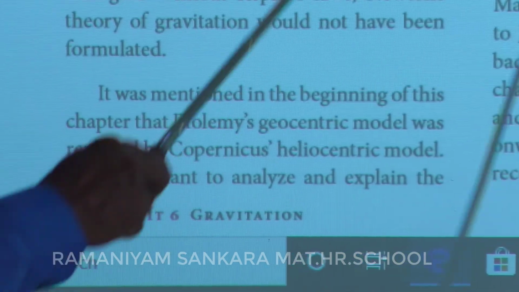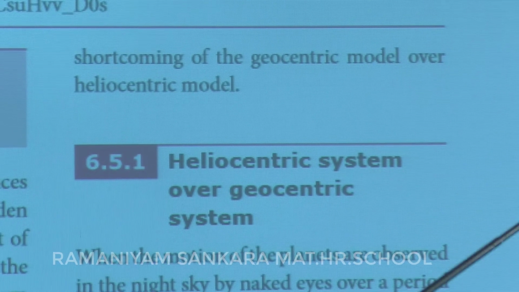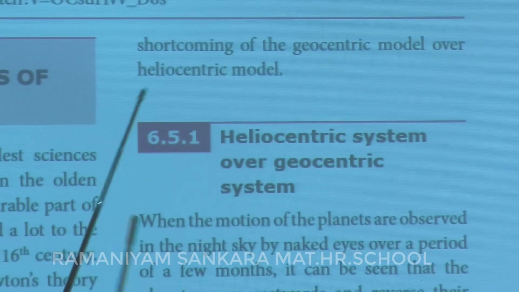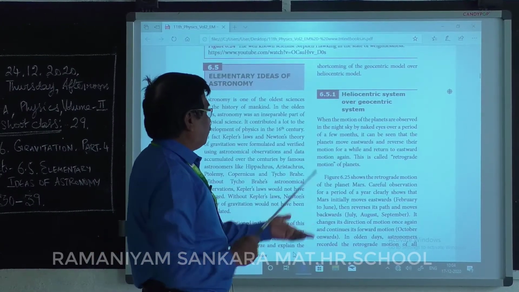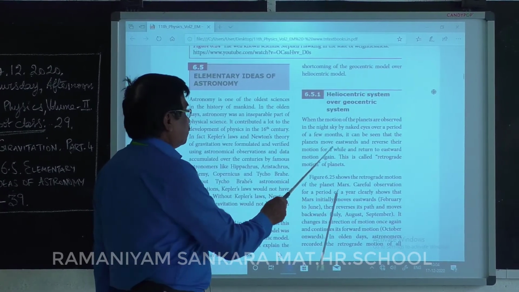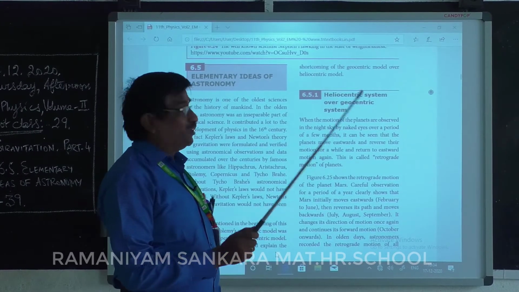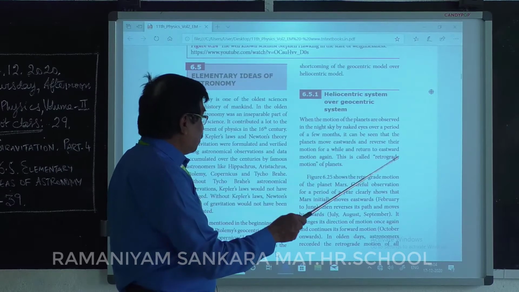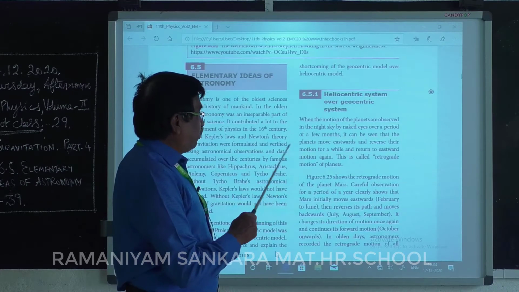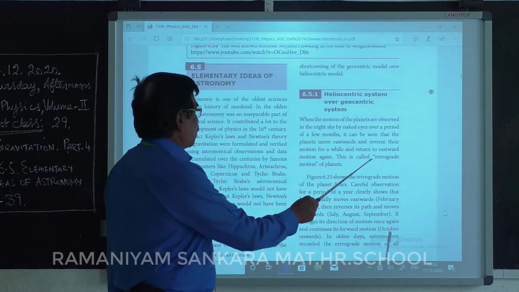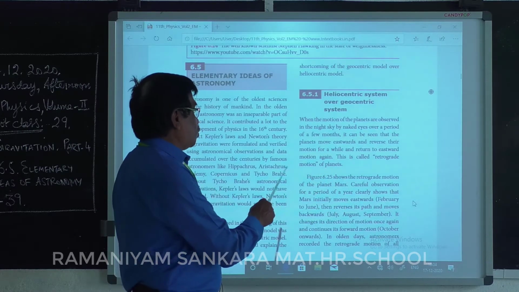It is important to analyze and explain the shortcoming of the geocentric model compared to the heliocentric system. Why did they discard the geocentric model for the heliocentric? When the motion of the planets is observed in the night sky by naked eyes over a period of a few months, it can be seen that planets move eastward, reverse their motion for a while, and return to eastward motion again. First it appears to move eastward, then reverse. This is called retrograde motion of planets. So this is a new concept you are learning.